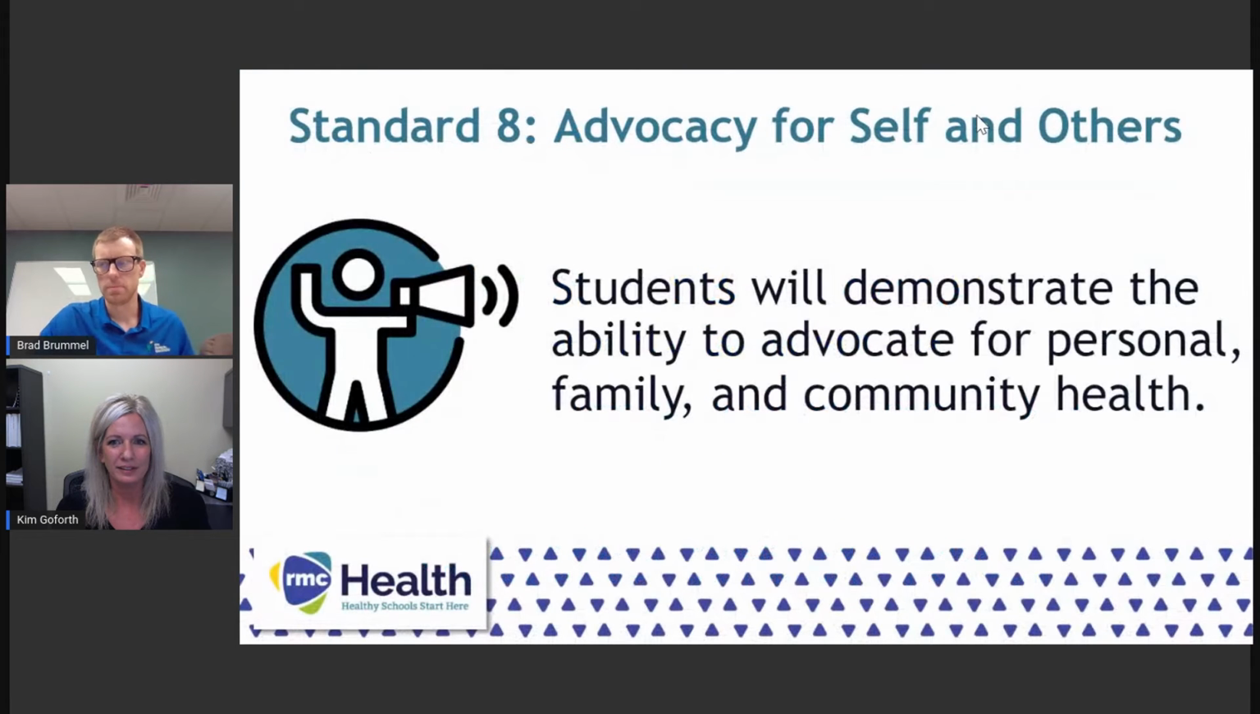All right, let's get rolling. Let's take a peek here at this Standard 8, Advocacy for Self and Others. This states that students will demonstrate the ability to advocate for personal, family, and community health.